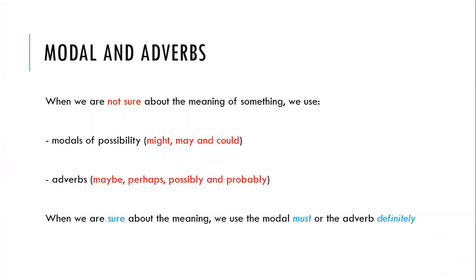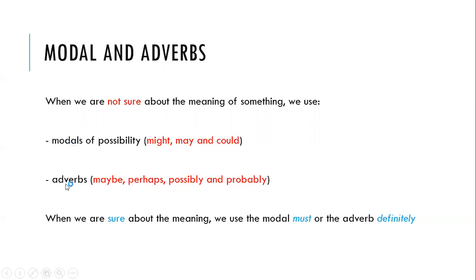Modals and adverbs. When we are not sure about the meaning of something, when we see something on the street, it can be a person, a situation, or maybe a sign on the street, we use modals. And the modals we use to express possibility are might, may, and could. These two, might and may, are the same, they are synonyms. And as I said, these three here, they are modals.